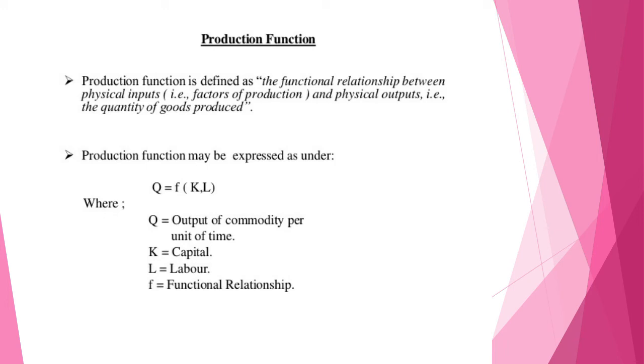Now, the production function may be expressed as under, or the equation for the production function. Q = f(K, L), where Q is the output of the commodity per unit of time, K is capital, one of the inputs to produce the output, and L is labor. f is a functional relationship. So the production function equation is Q = f(K, L).